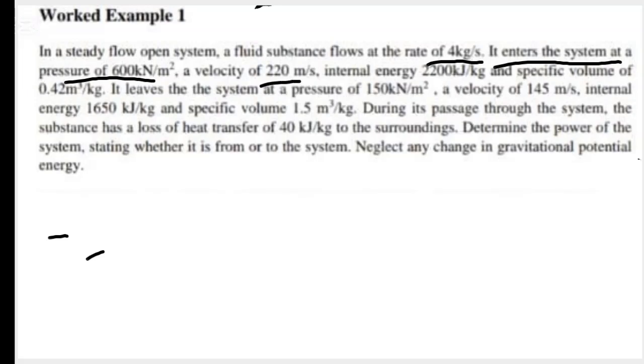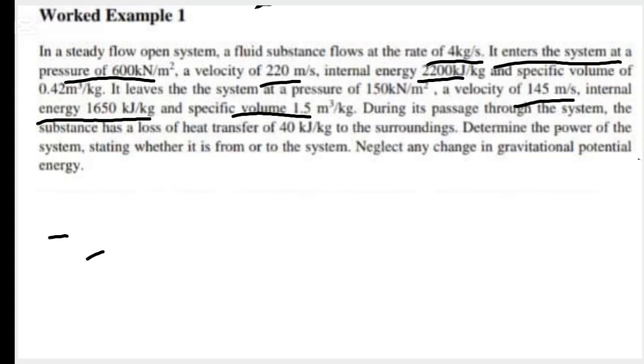The internal energy is 2200 kilojoule per kg, and specific volume of 0.42 meter cube per kg. It leaves the system at the pressure of 150 kilonewton per meter square, a velocity of 145 meters per second, and the internal energy is 1650, and the specific volume of 1.5 meter cube.